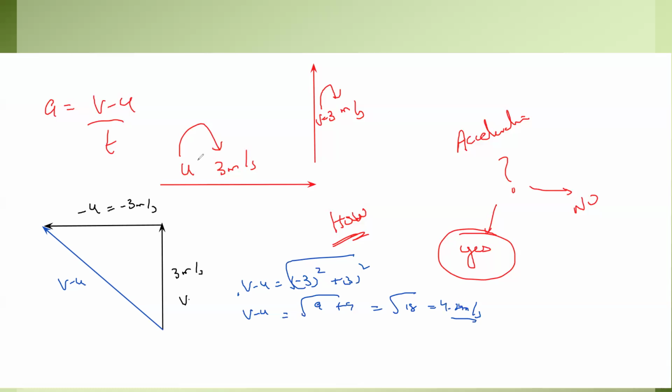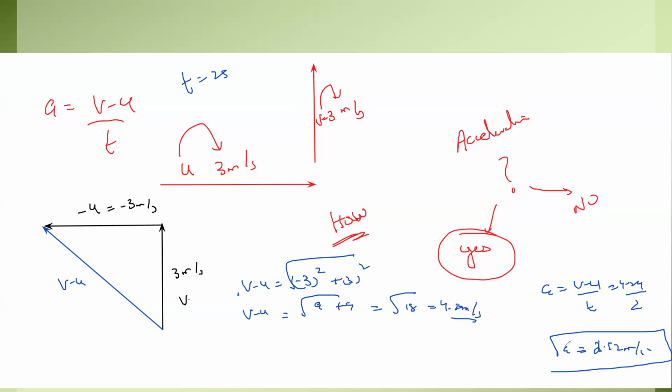And if I say an object changes its velocity in 2 seconds, so we need the acceleration, it will be v minus u over t. So it will be 4.24 divided by 2, so it will be 2.12 meters per second squared. That will be the acceleration of this object. So the acceleration is not 0 here.